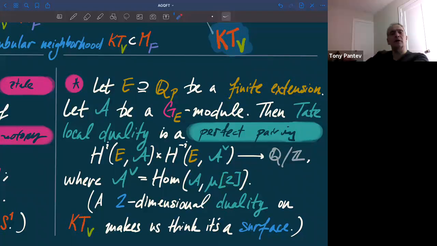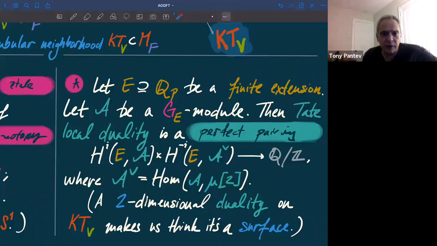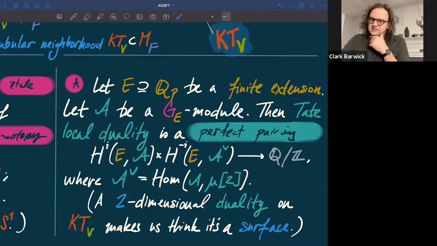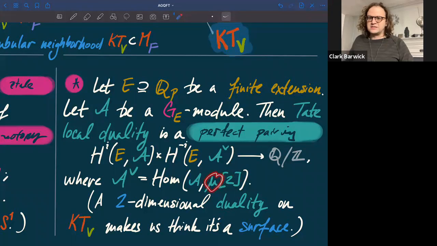Sorry, Clark. Yeah. G is the Galois group? Yeah, G is the absolute Galois group of E. That's right. And so this is some kind of Tate duality that you're writing? Yeah, this is Tate local duality. That's right. But isn't there a Tate twist somewhere? Yeah, the Tate twist is bunched into this mu here. Oh, okay. This is the sheaf of roots of unity. Yeah, that's right.